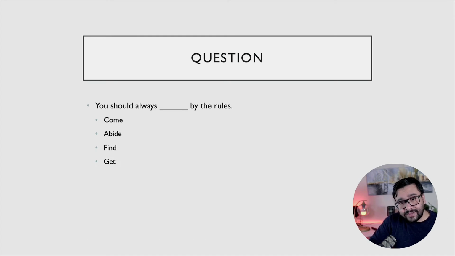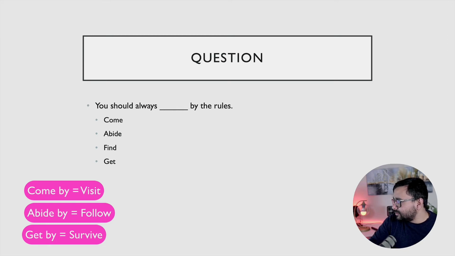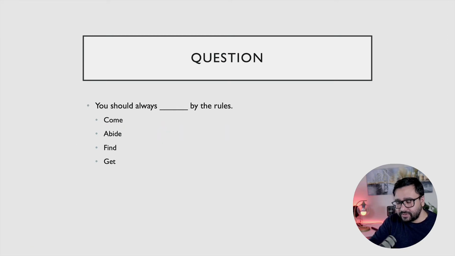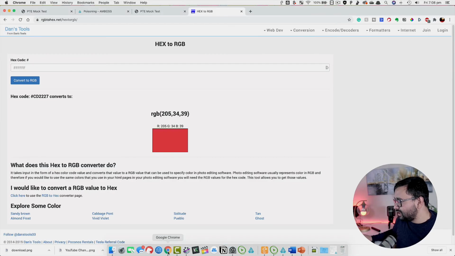Now, in order to answer the question, I have to know the meaning of these words and find out the one that makes more sense. Come by means visit, abide by means follow, and get by means survive. And now you can clearly see the answer is abide by, because that means follow the rules. That is the reason why it is important for you to go through the list of prepositions we have on the website and make sure that you know how to use them in the given context.